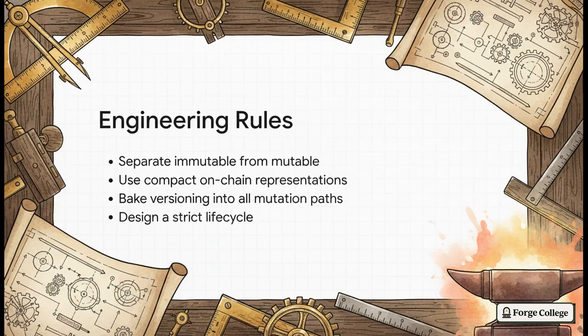So, just to summarize our blueprint, here are your engineering non-negotiables. Separate your immutable identity from your mutable attributes. Use compact on-chain representations to save on gas. Always bake versioning into your mutation paths. And design a strict lifecycle from mint to archive.